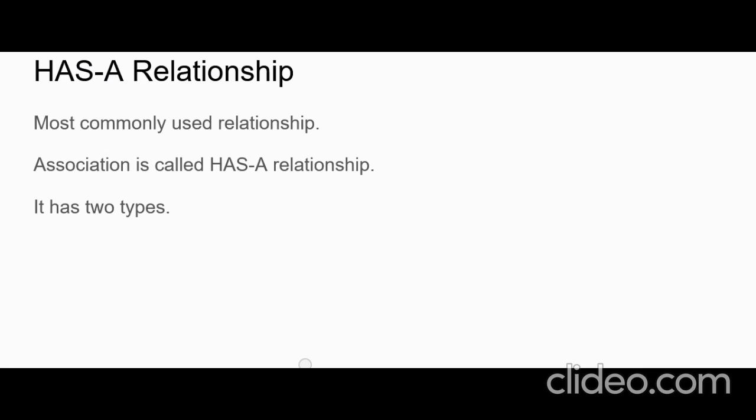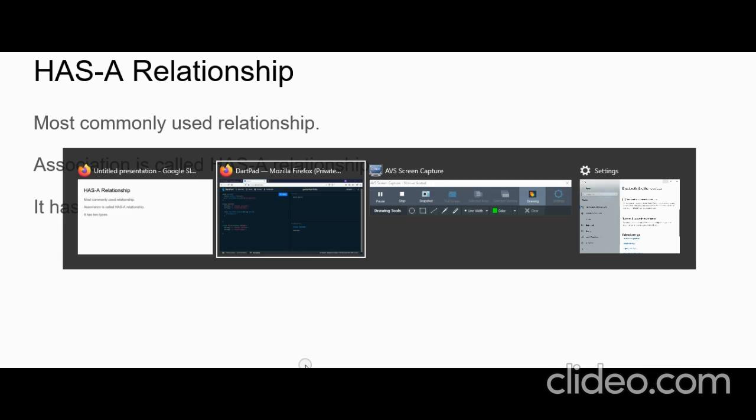This is the most commonly used relationship you will ever come across. In every part of Dart and Flutter, you will see this has-a relationship. You might not know what it is, but I'll tell you. Association is called the has-a relationship. Leave aside the types for now. What is this? I'll tell you here.